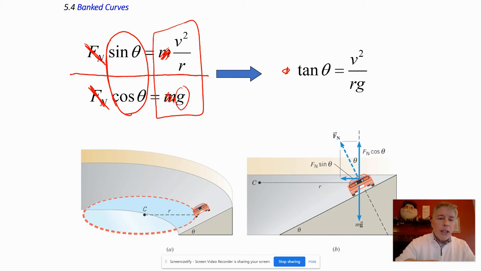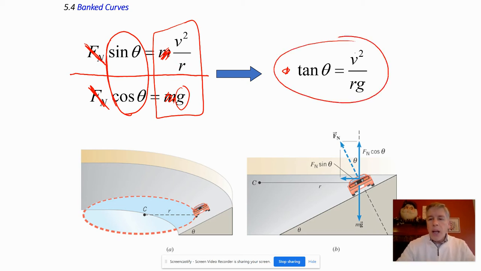So basically this g is in the denominator as well as the r, and you end up with this little equation. I sometimes will take this rg and bring it over to the other side and write this as v equals the square root of rg times the tangent of theta. The reason I do that is that it's very similar to our friction equation, which was the square root of r mu s times g.